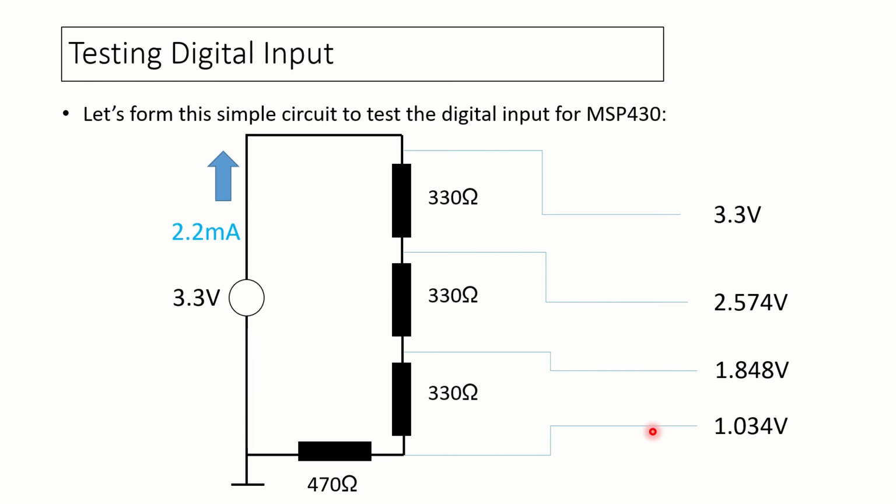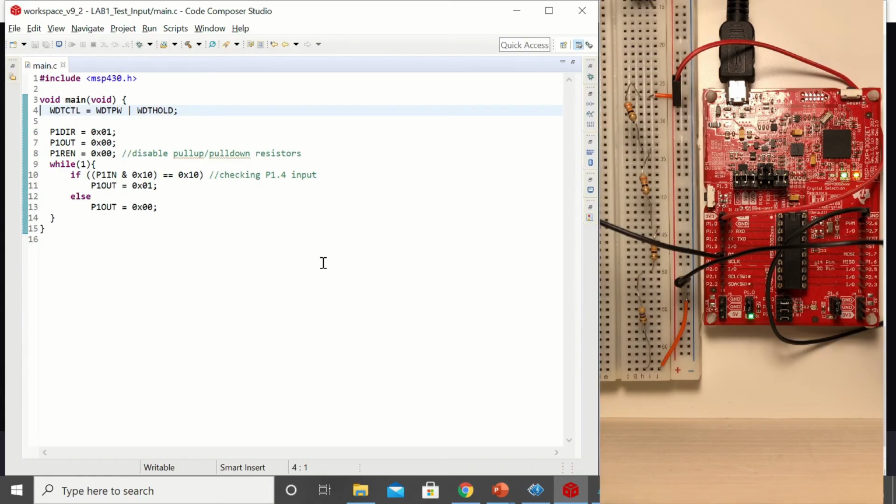Now let's open Code Composer Studio and use this circuit with our launchpad. In this example, we are going to use the P1.4 pin as input and see if the pin is correctly read by our microcontroller. For this, we will use the voltage divider circuit that we have just shown and connect P1.4 pin to all 4 nodes of the circuit to check if the value is observed correctly. If the value is read as high, the onboard LED at P1.0 will be on. If the value is read as low, the LED will be off.